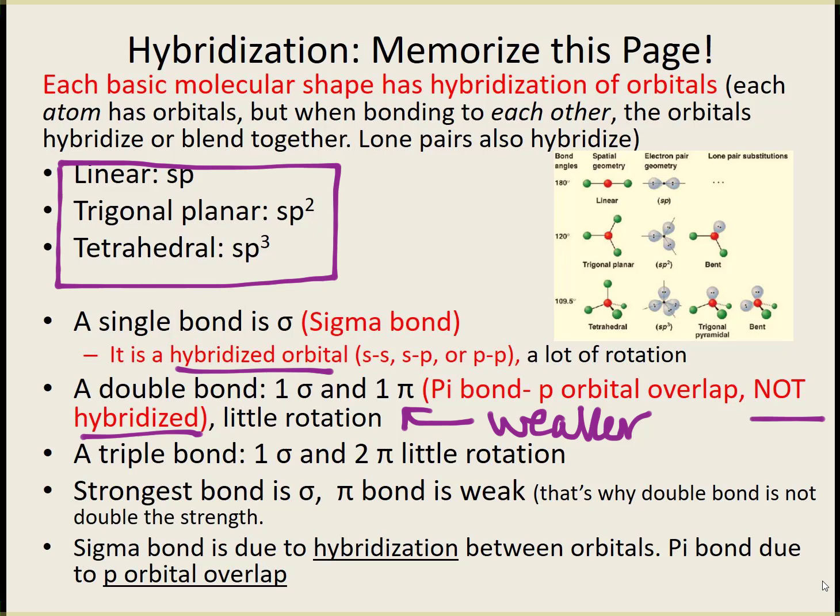And as I said before, and I can't emphasize this enough, a sigma bond is due to hybridization or blending of the orbitals. The pi bond is due to a p orbital overlap. And that just means that they line up on the same plane and there's some electron exchange. So again, pi bonding is only in double bonds and triple bonds.